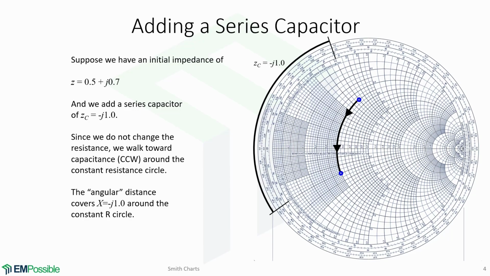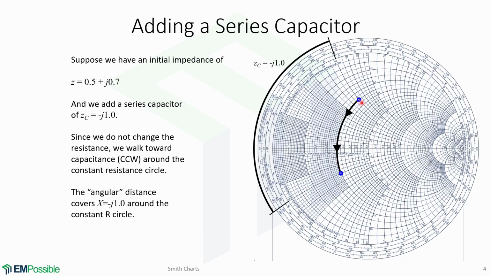Now we will learn how to add a series capacitor using the Smith chart. Suppose we have an initial impedance on the Smith chart of Z equals 0.5 plus j0.7, and we wish to add a series capacitor of normalized impedance of minus j1.